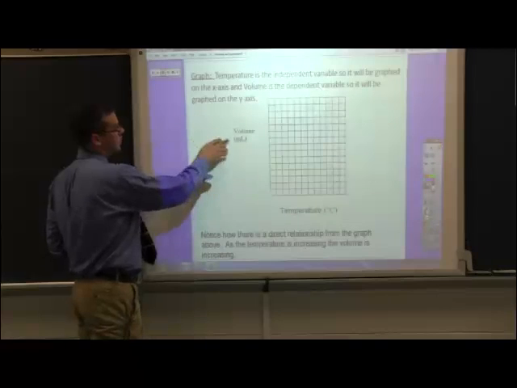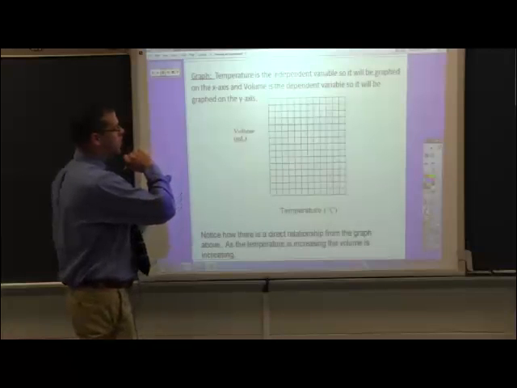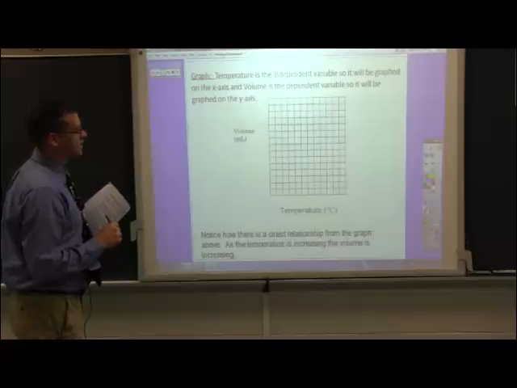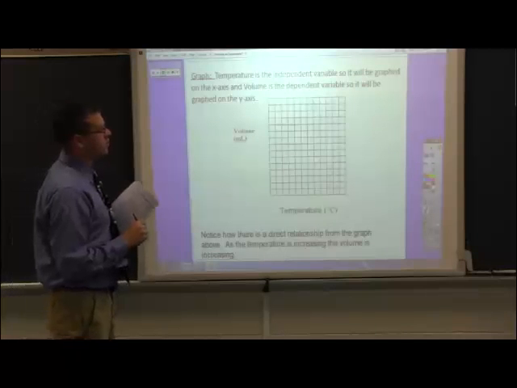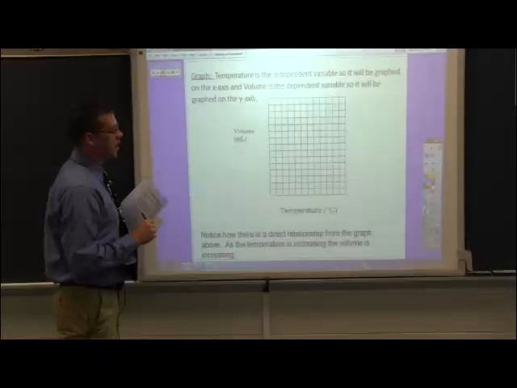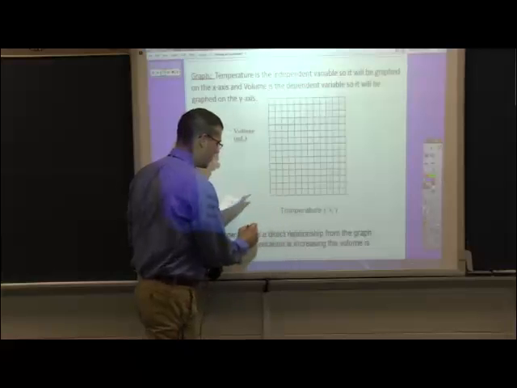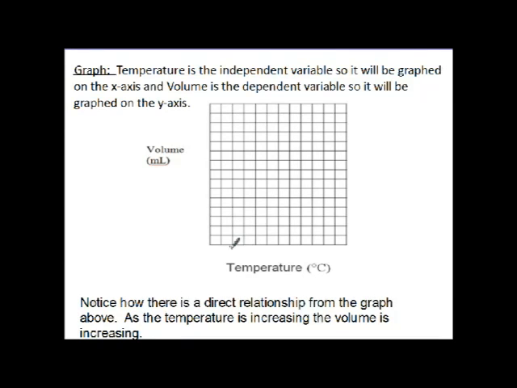Notice here, I'm going to make a graph of the temperature and the volume. The temperature is the independent variable, so that's going to be graphed on your x-axis, which is your horizontal axis. The volume is your dependent variable, so that's going to be graphed on your y-axis, which is your vertical axis. First thing I'm going to do is start by putting some numbers here on my x-axis. I'm going to go by 20s. So this is going to be 20, 40, 60, and then 80. So each of these lines is going to be 10 degrees Celsius.